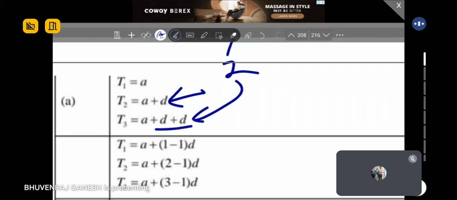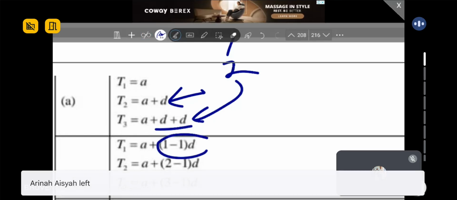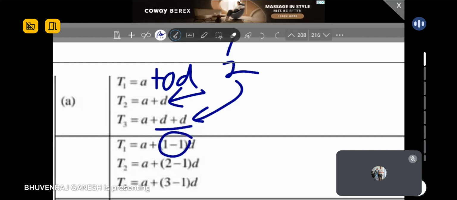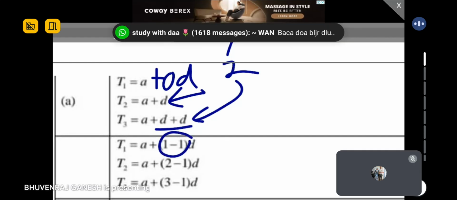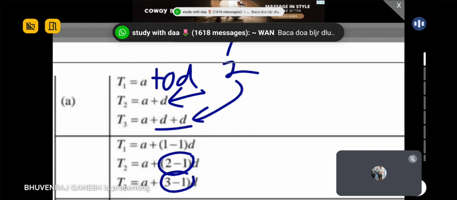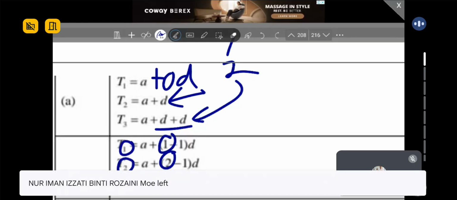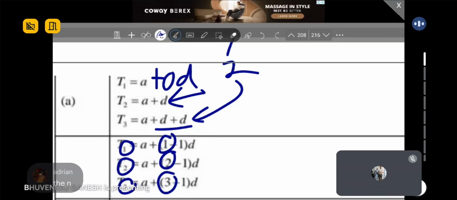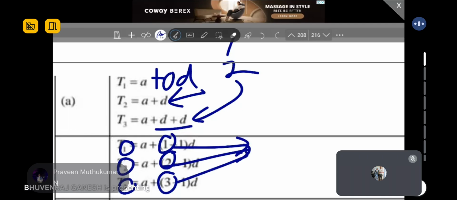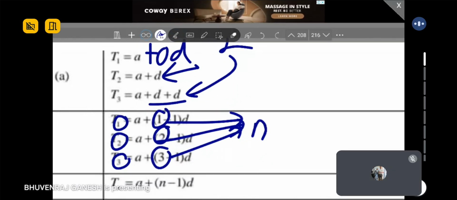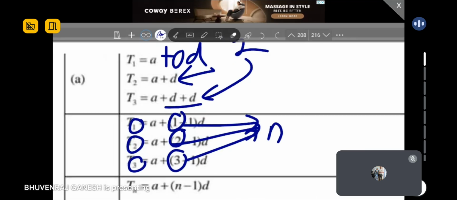Cuba nampak pola dia. Okay, so over here you can try to expand a bit. Here is 0D. Am I right? Kosong D. So 0D is 1 minus 1 D. And then same 2 minus 1D, 3 minus 1D. So guys, cuba nampak apa yang berubah. What is changing here, guys? 1, 2, 3. 1, 2, 3. So apa yang berubah? Kita bagi simbol? Yes. We give the N symbol, guys, to anything that is changing. Yes. So that's why you get the formula lah. That's all. Habis.